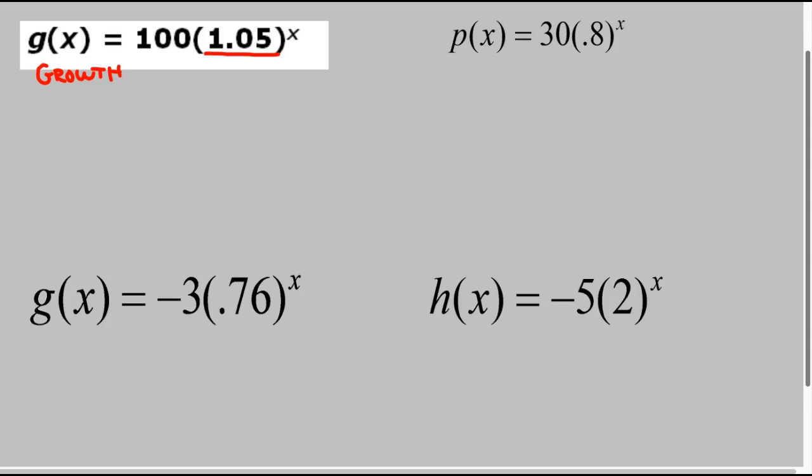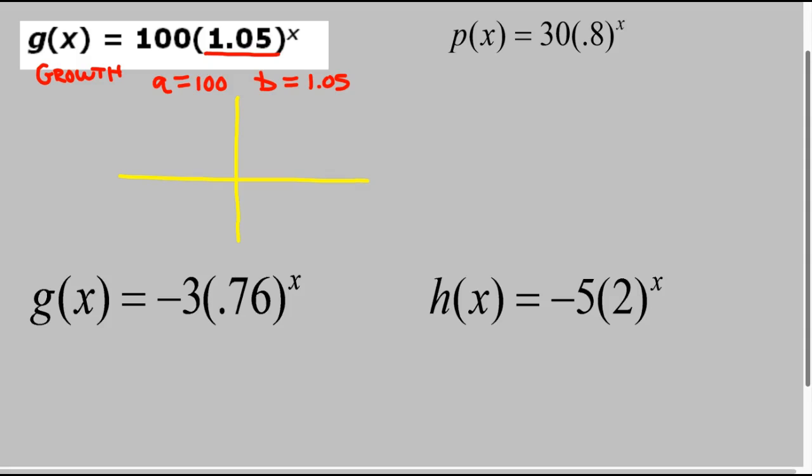So the A, or the initial amount here, is going to be 100. So you're starting with 100, whatever it is, 100 whatevers. And they are going to be growing at a rate of 105% per whatever x is. Day, year, whatever. So B is going to be 1.05. And so we could make a little sketch of that.